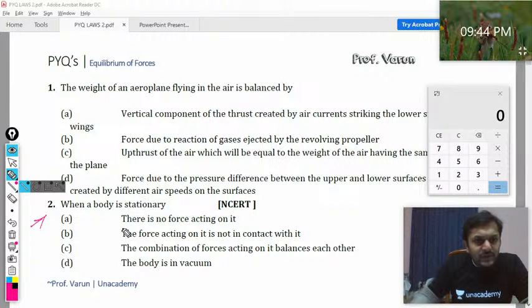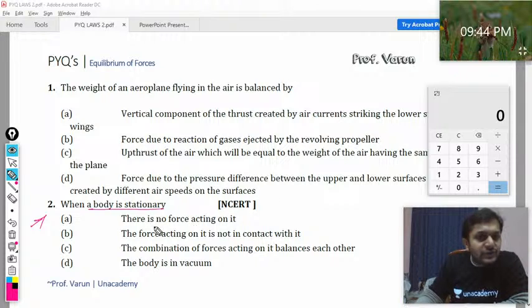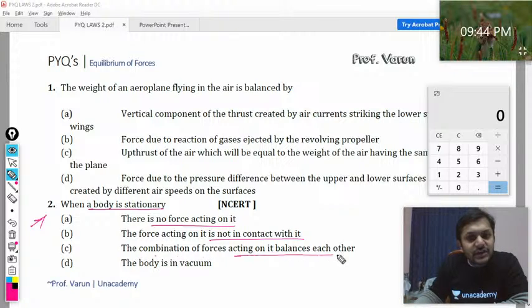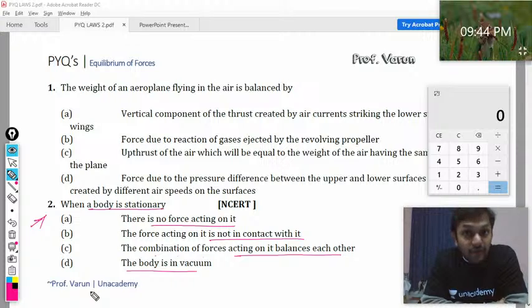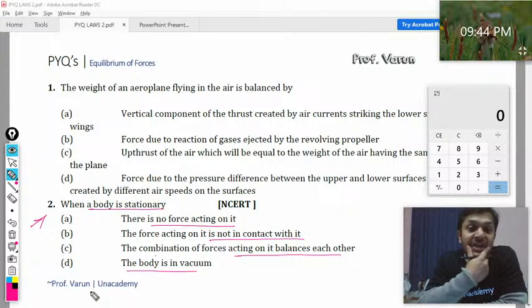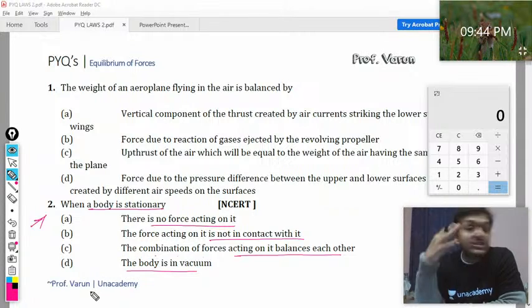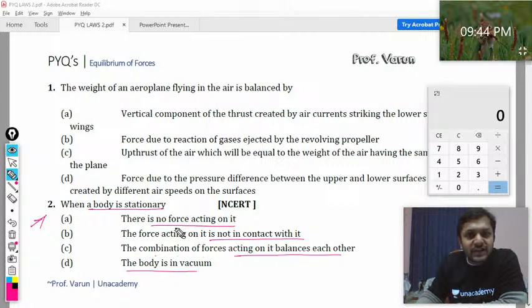When a body is stationary, there is no force acting on it; the force acting on it is not in contact with it; the combination of forces acting on it balances each other; or the body is in vacuum. This is a very simple question, dear student, but it's again one of the important questions which teachers don't want to skip. When the body is stationary, there is no force acting on it? Well, the answer is no, because weight is acting on it, everything is acting on it.